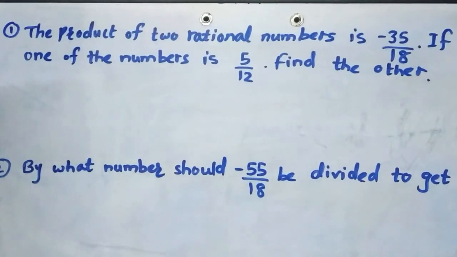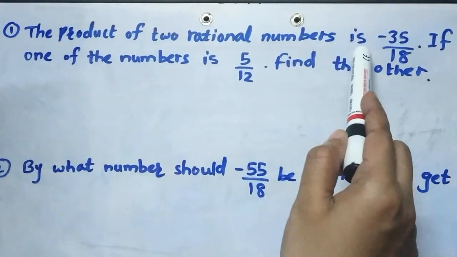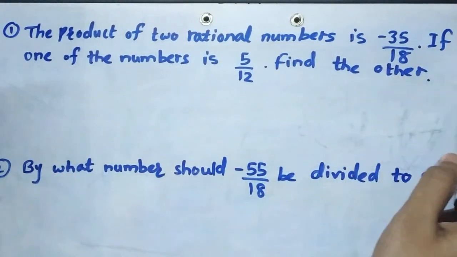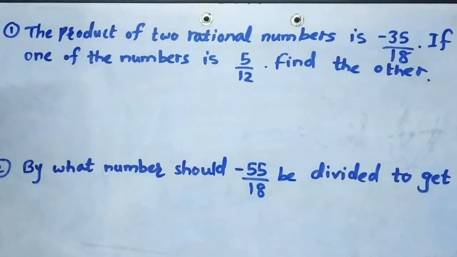Welcome back, dear students. So today we are going to see some word problems on the lesson rational numbers. So let's start. First question is, the product of two rational numbers is minus 35 upon 18. If one of the numbers is 5 by 12, find the other.